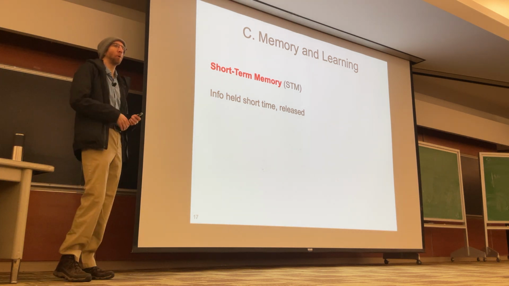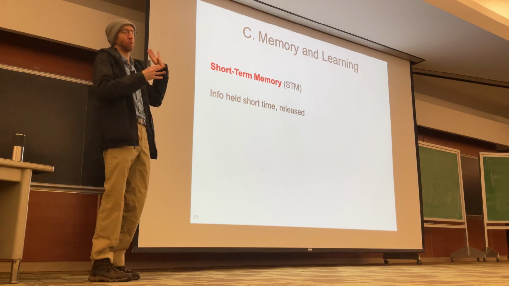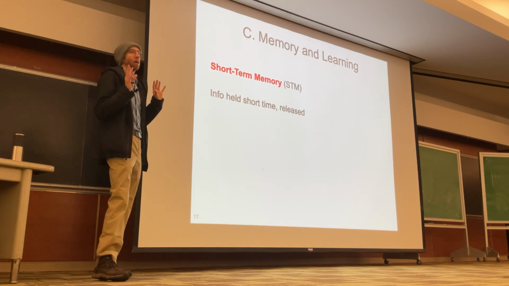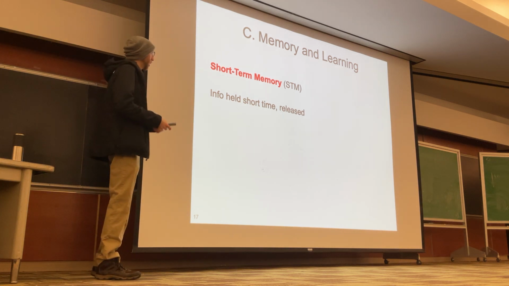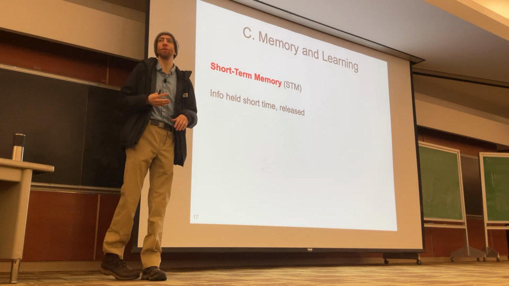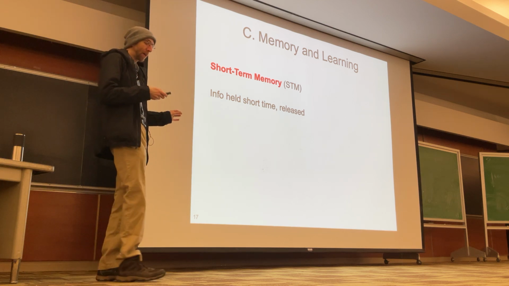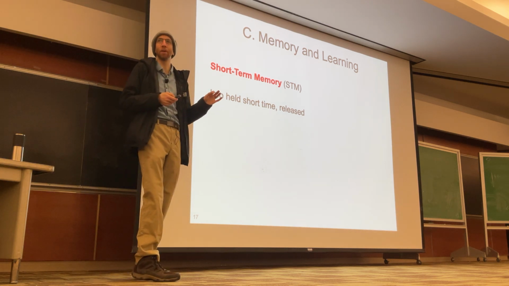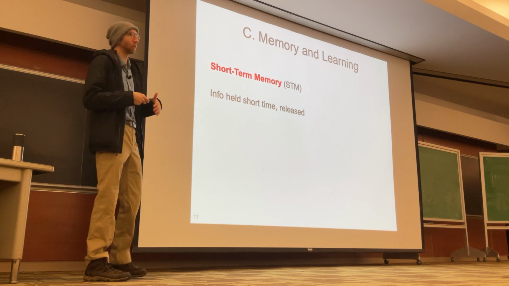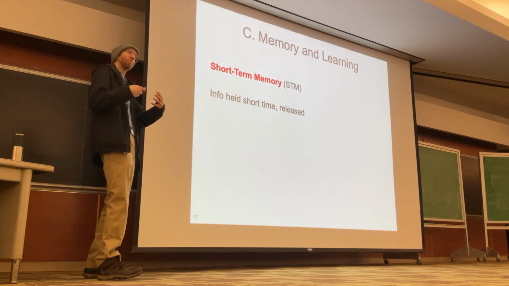There are two types of memory. There's three, but one of them is really short, we don't care about it. The two types that we care about, the first one is short-term memory, which is where information is held for a very short time in your brain and then it is released. We can talk about this in a little more detail than we did way back in September, because we've now talked about the structure of brains.